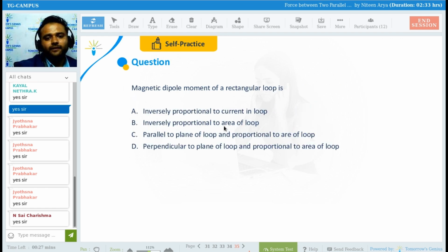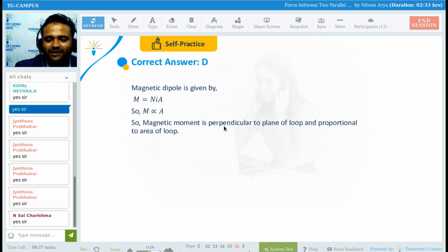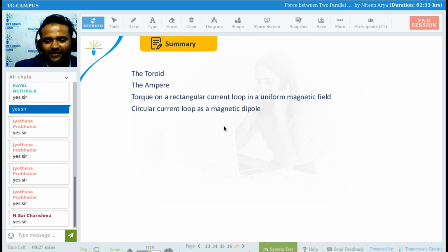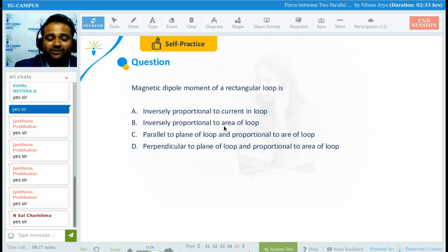Now this question: the magnetic dipole moment for a rectangular loop is. This is very easy. You tell me this one. Everyone, turn on your cameras, please. Meanwhile, who did this particular numerical? I already discussed that. Find the correct one, go to that particular test link and attempt the test. There are 6 questions, a class assessment, and you need to do that.